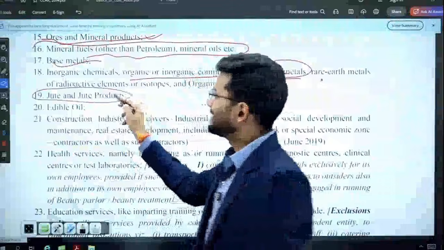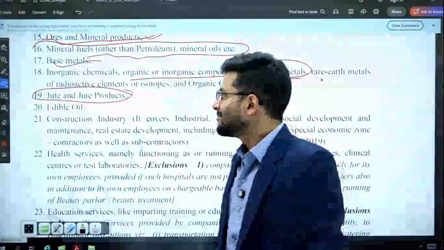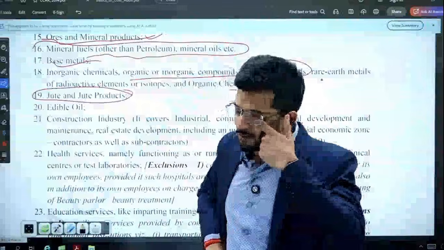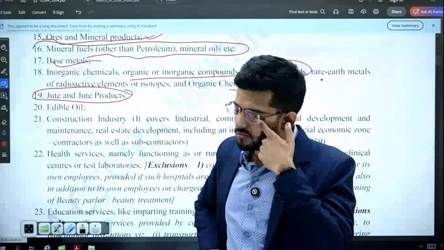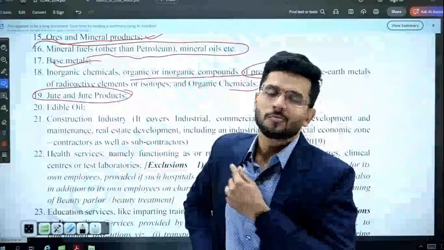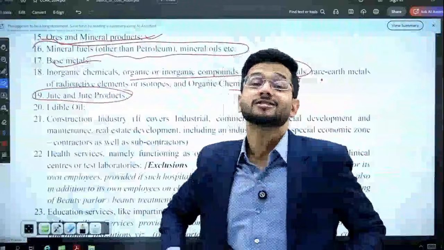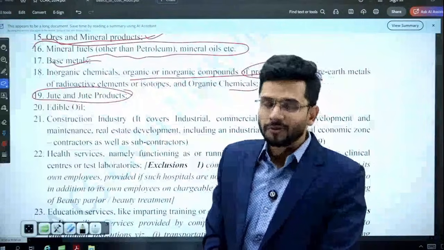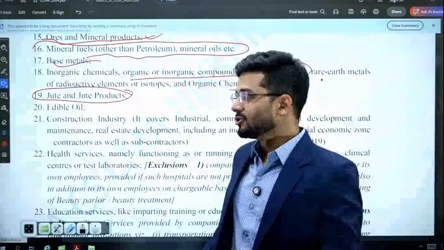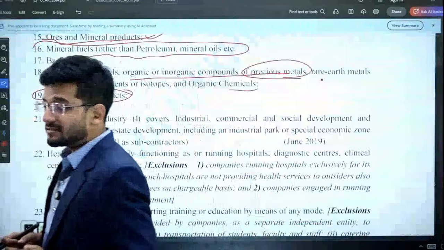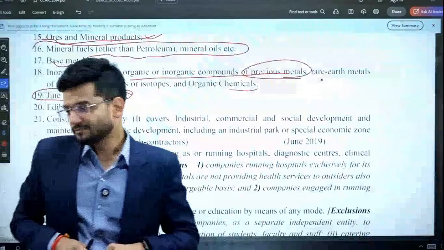Jute and jute products. Now you will wonder, sir, jute and jute products is such a simple industry. Why do you want to prepare cost records for jute and jute products? It's not a complicated industry at all. Guys, the government wants to monitor its profitability. What is the profitability in this sector? And whether the cost is being disclosed to the Government of India appropriately or not. Because the government gives huge incentives to this sector. This sector receives very high subsidies.